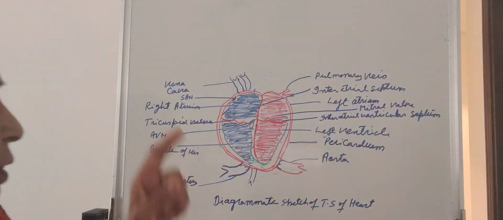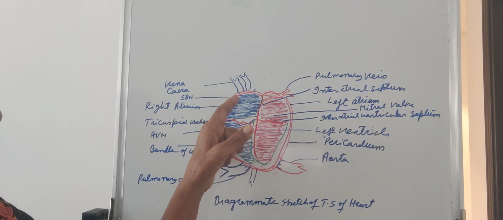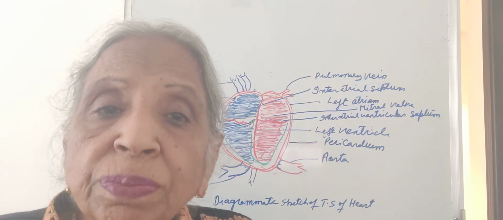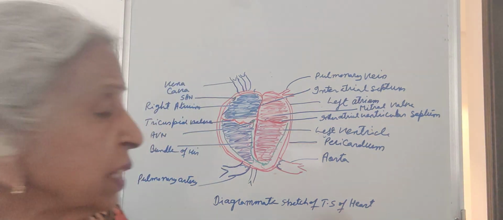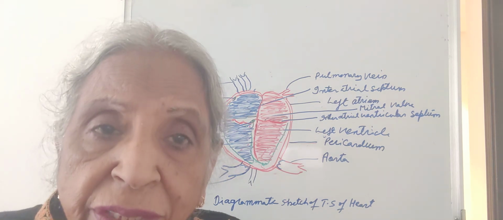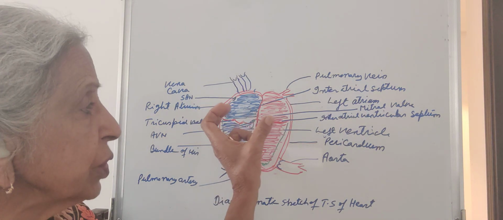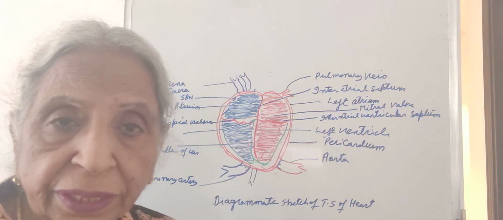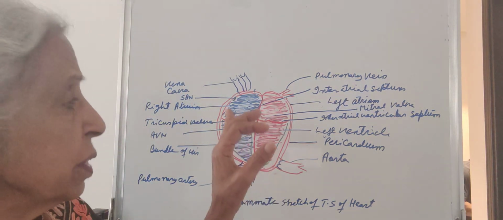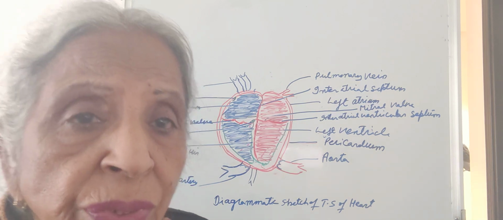Then what happens? In the SAN, sinoatrial node, action potential is created. This SAN is autoexcitable. It is autoactive. This action potential causes contraction of auricles. By the contraction, this is called the atriosystole. It is called the atriosystole.